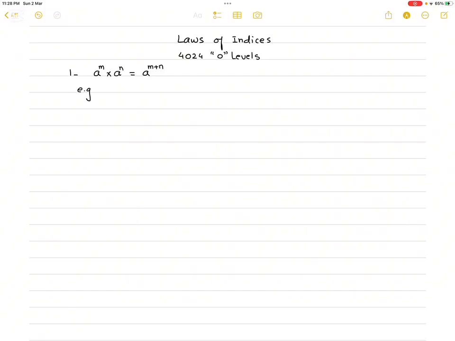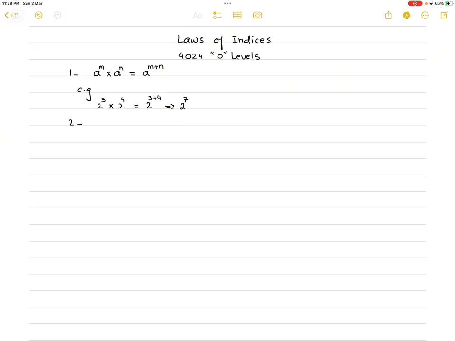Let me give you an example. For example, if I write 2 power 3 times 2 power 4, so bases are 2 and they are multiplying with each other, so powers must be added. So I will write 2 power 3 plus 4, which gives us 2 power 7.